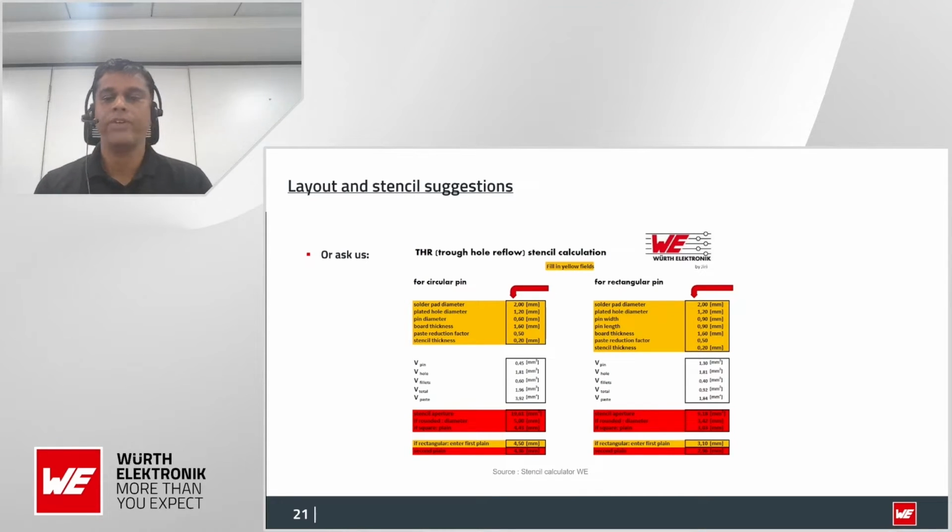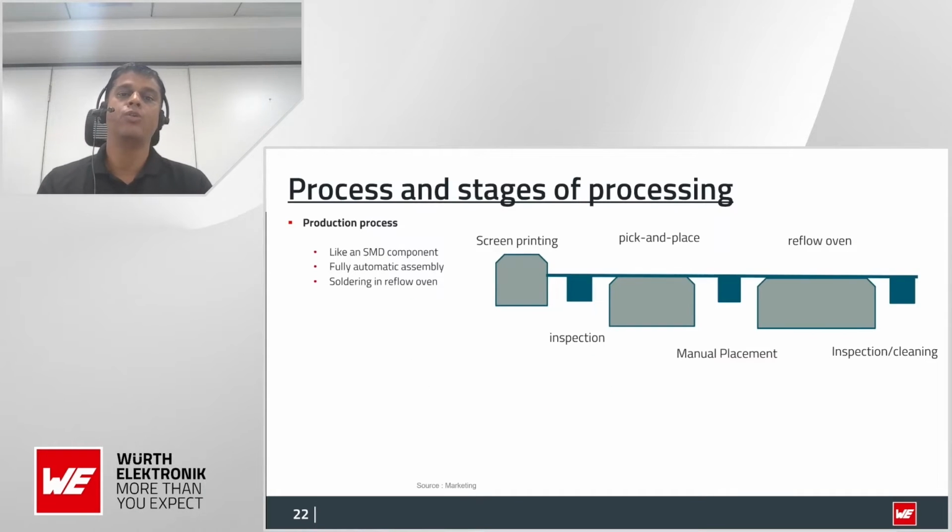So now we have seen the emergence of THR, the design considerations with respect to the product, and the stencil calculations with the formulas. Now we will see the process control: how the THR process is done and what the different stages are. The first is screen printing, then inspection, followed by pick and place, manual placement, reflow, inspection and cleaning.